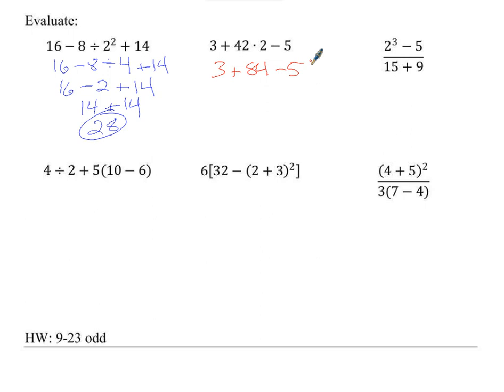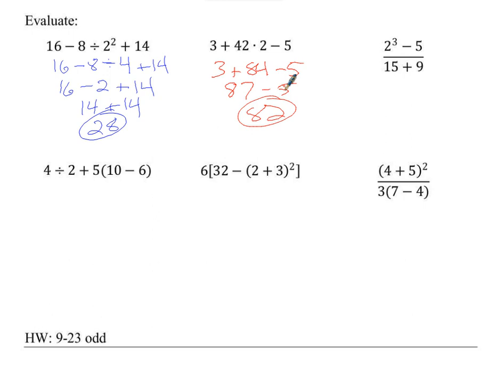Now this time we do see the addition first, so we're going to go ahead and do that addition. This becomes 87 minus 5, and 87 minus 5 is probably right about 82. Circle your answer and you're done. Notice how I'm doing this, line by line by line. One thing at a time, eventually you get to your answer. Okay? We have one more thing here.